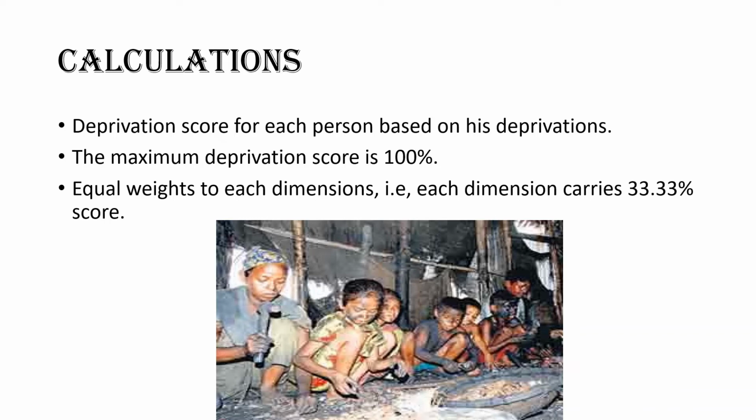The education and health dimensions have two indicators each, so each indicator is worth 16.7% in these dimensions. The standard of living dimension has 6 indicators, so each indicator is worth 5.6%.